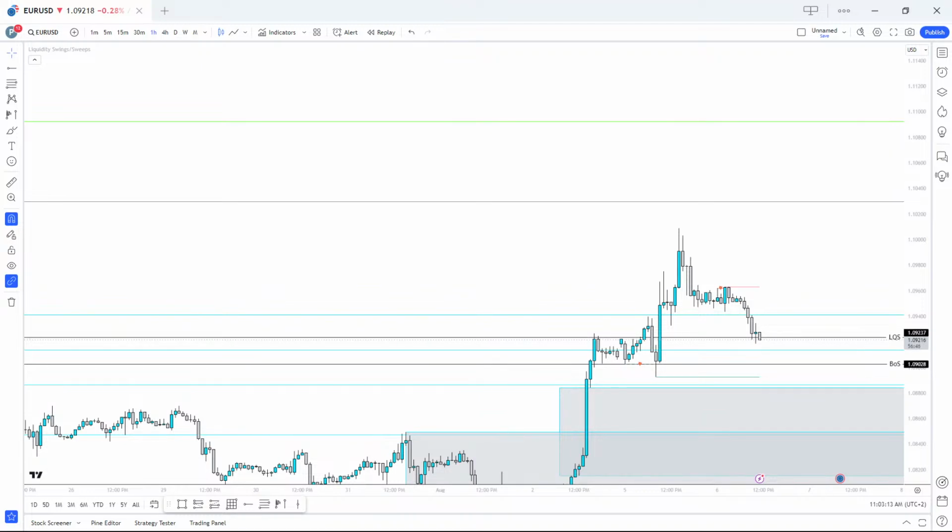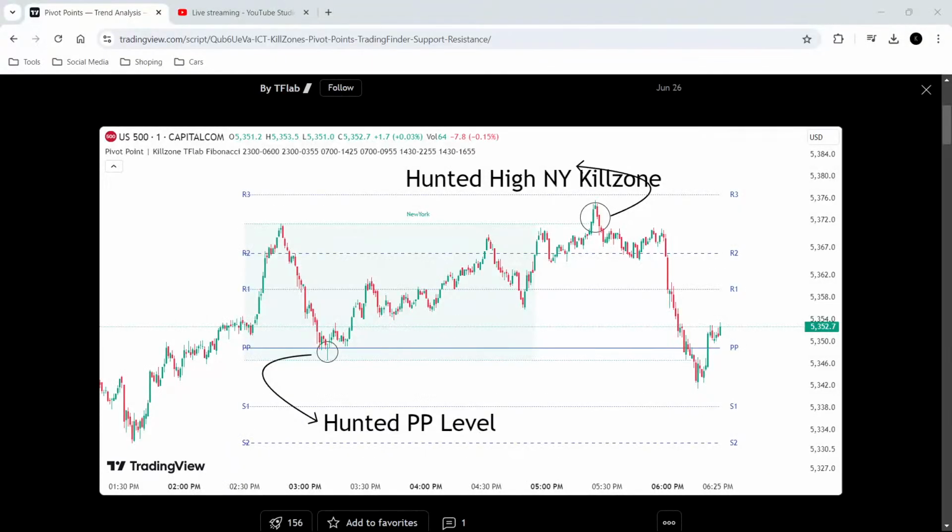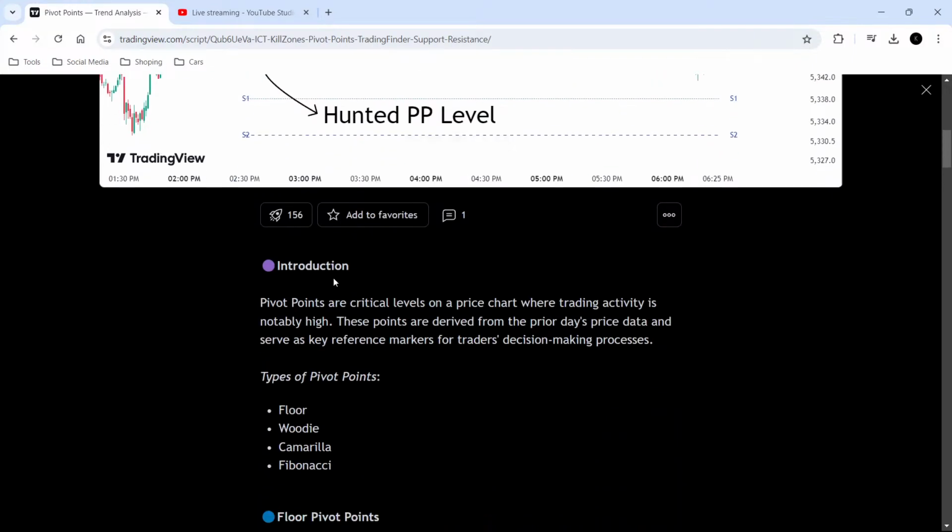So basically, ICT kill zones plus pivot points. Trading Finder. Sports association. Oh shit. Alright, so let's take a look at what this is. I'll have to share this with you because it's damn complicated. We have High New York Kill Zone. PP level. Damn. Alright, so we have the introduction.